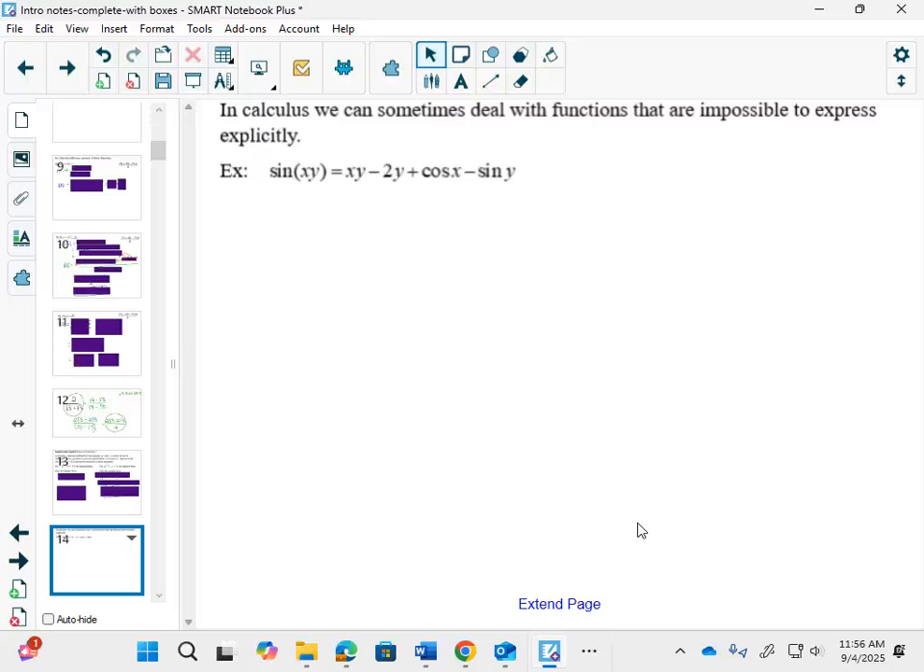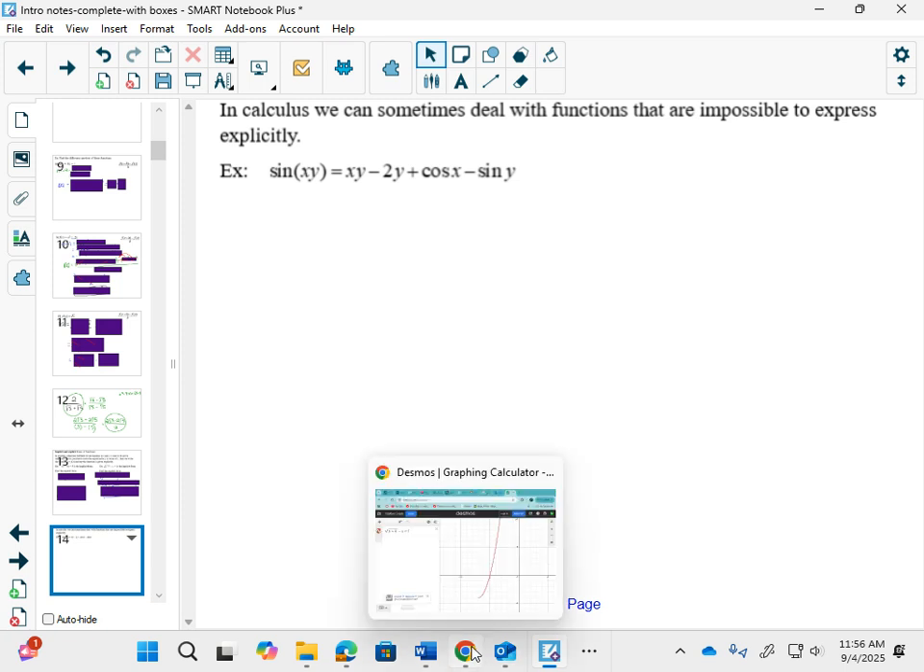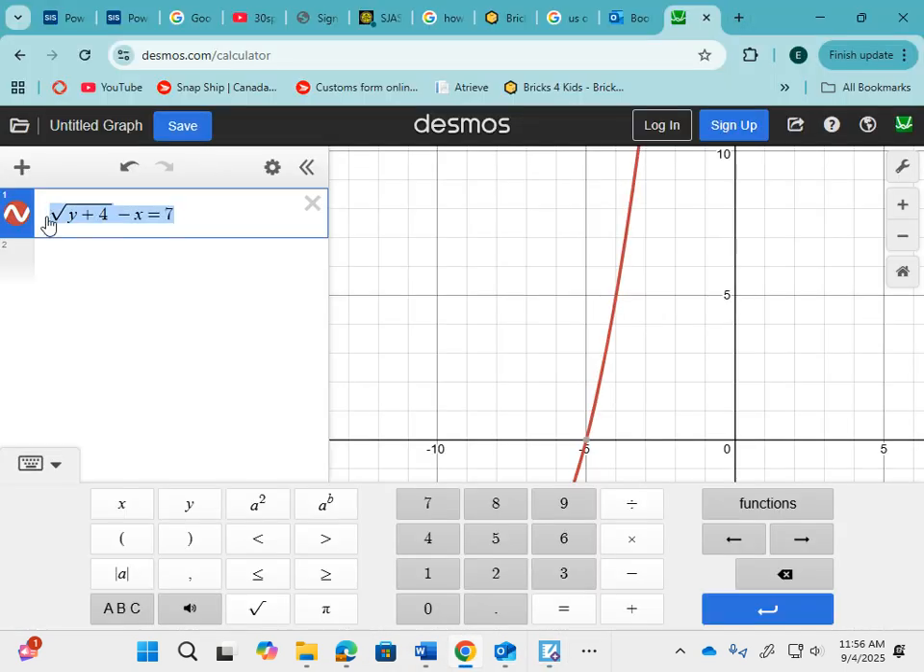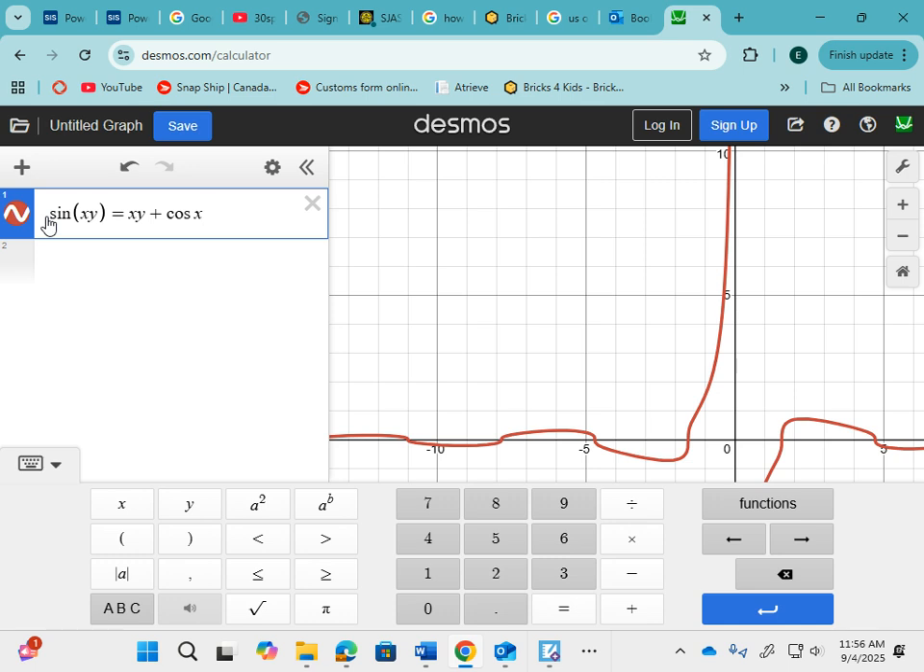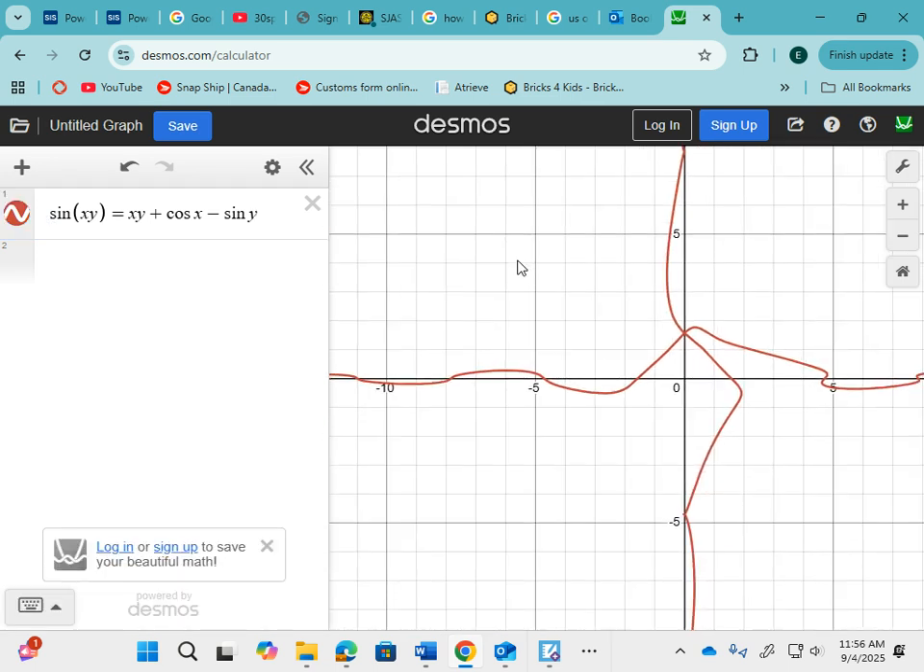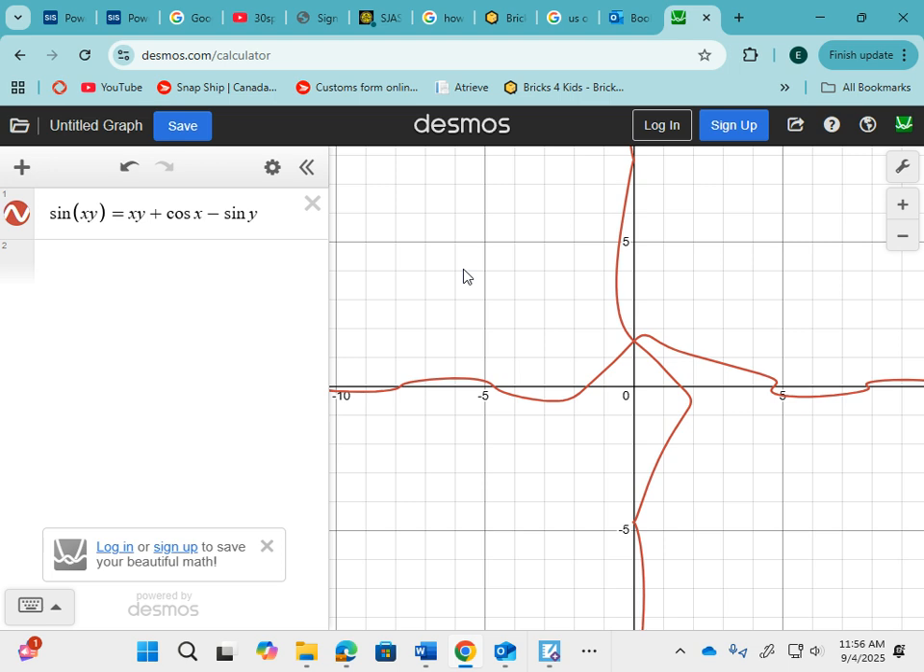This, I think, would be, oh, sorry, I'm really curious. What the heck would that graph look like? Sine xy equals xy. Wow, that looks fun. xy plus cos x. Whoa! Minus sine y. Yeah, that's, you know what? I think that's what I had in my mind too when I saw that equation, right? That's exactly what I thought it would look like.